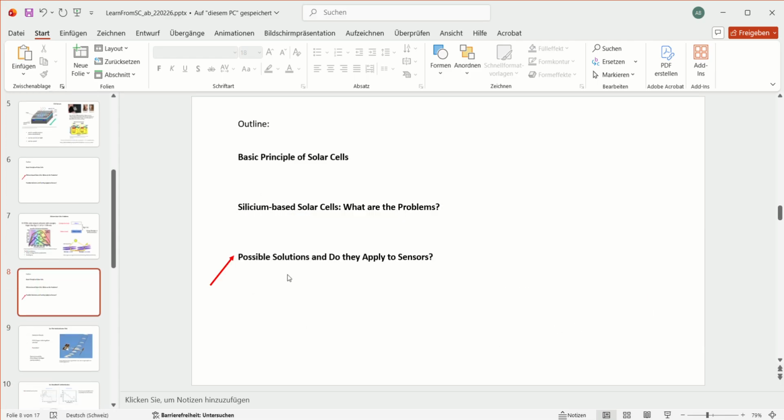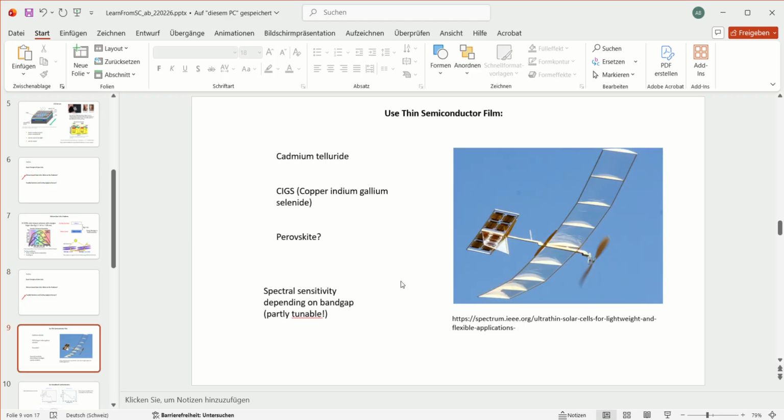So what are possible solutions? One solution is use different materials that can be applied on thin films like cadmium telluride or CIGS, copper indium gallium selenide, and there are also some very new materials like perovskite.